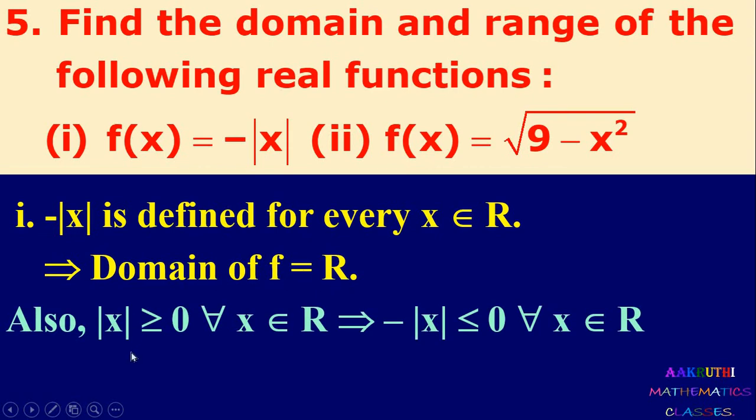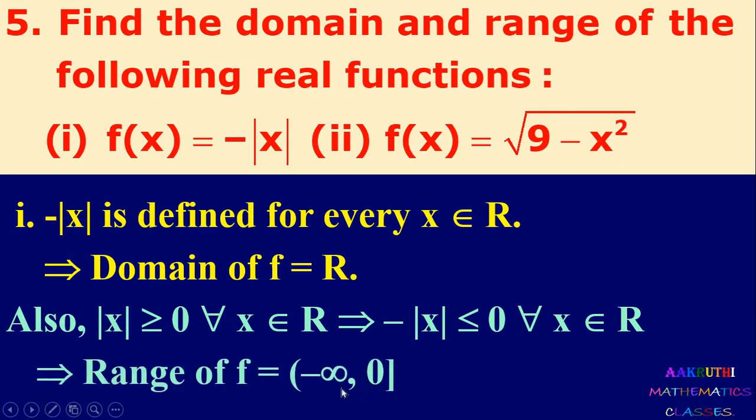And here you have to find range also. We know that mod x is always greater than or equal to 0 for all x belongs to R. But here given function is f of x is minus mod x. Therefore, negative of mod x, we get always negative number and 0. So therefore, we get all negative numbers including 0. Therefore, here range is all the negative numbers including 0, and we can write it as minus infinity to 0. So therefore, domain is set of real numbers and range is set of negative numbers including 0 for the function f of x is minus mod x.